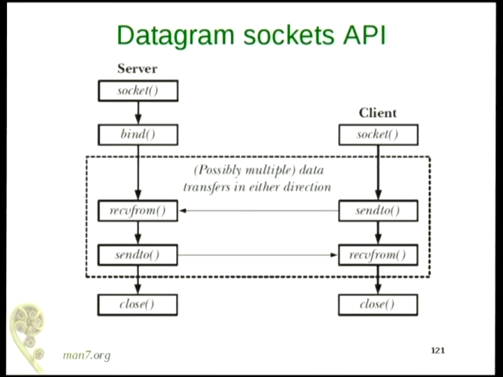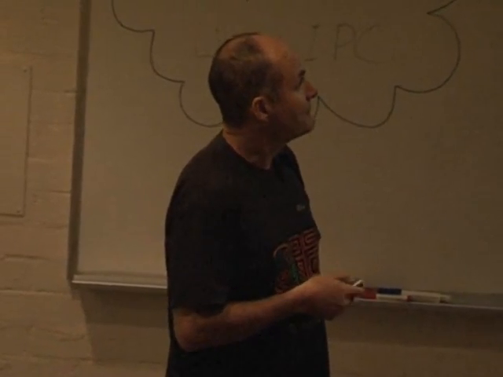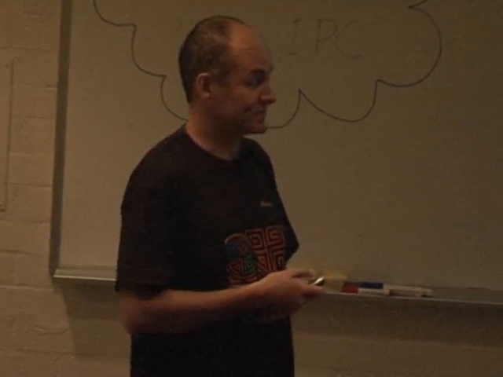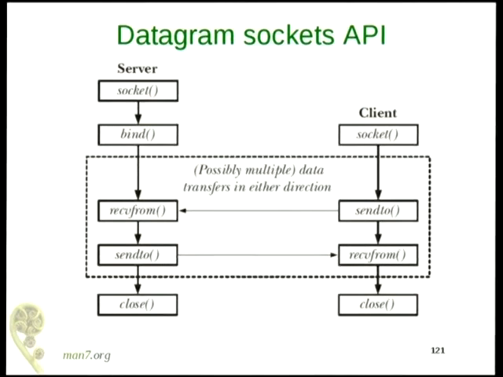Okay, datagram sockets are a whole lot simpler in a way because there's no connection involved. All that happens is that two processes create their sockets. At least one of them has to bind to an address, and then they can send data to and from each other using two special socket system calls, receive from and send to. Send to says, I want to send data, and you specify an address. Receive from says, okay, give me some data that's being sent to me.